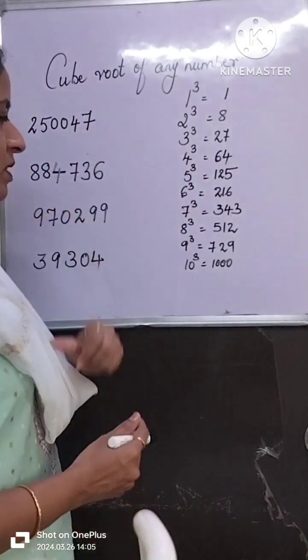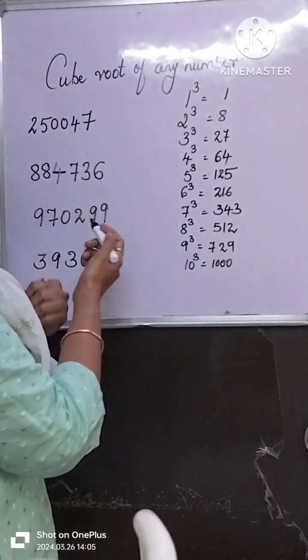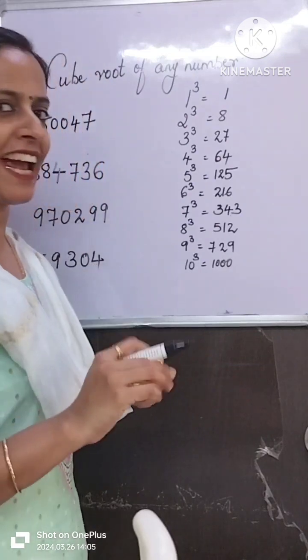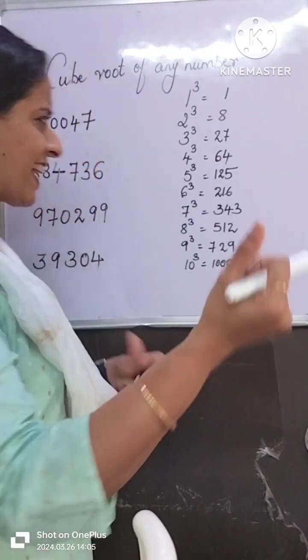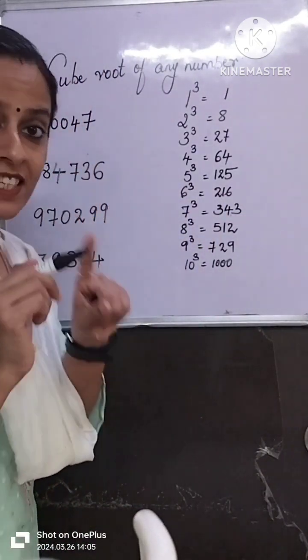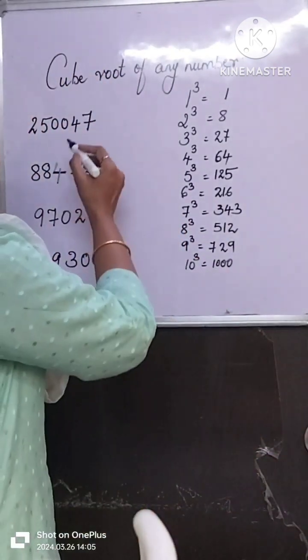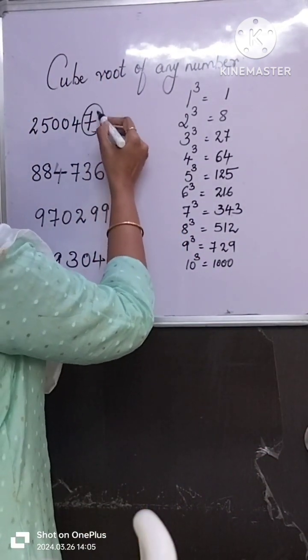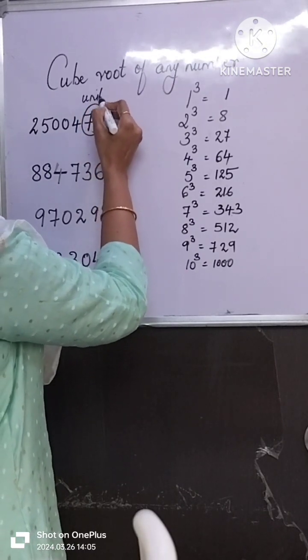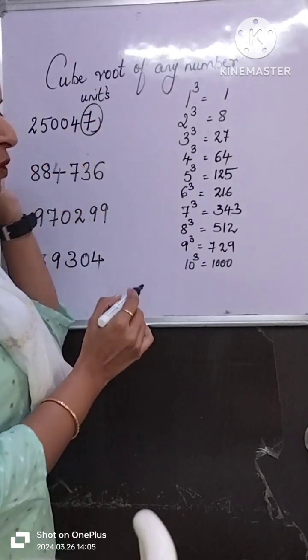I have written some numbers here. I don't know the cube root of this number just by looking, but don't be scared. We will get the answer in seconds, children. First step. Step number 1. What you have to do is just find the digit in the units place. What is the digit in the units place?